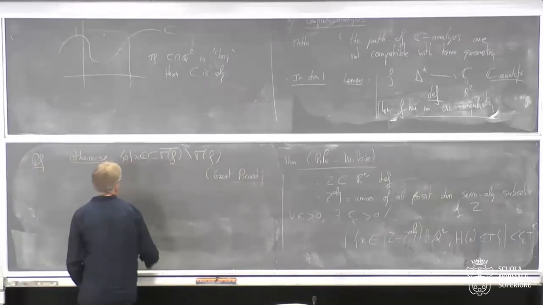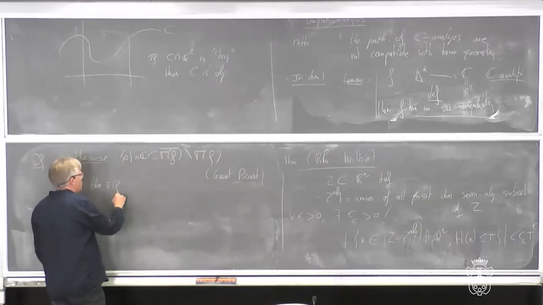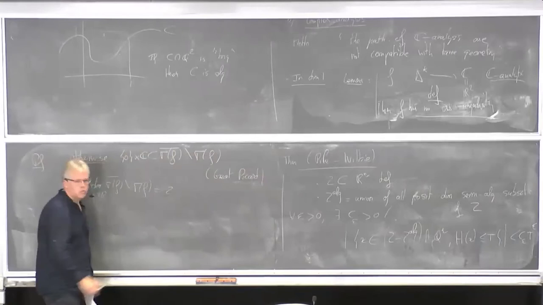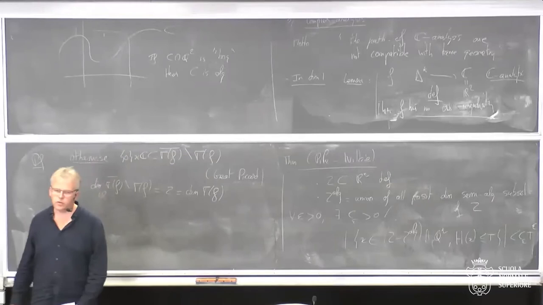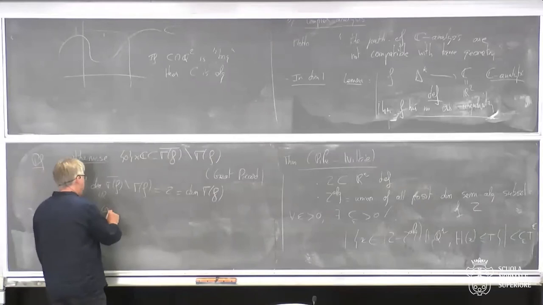But now you see that this is a contradiction, because the dimension of that boundary then is 2, which is the same thing as the dimension of the graph. And we know this is not possible for a definable function, because we have a stratification theory there, as I explained yesterday. This is a contradiction.